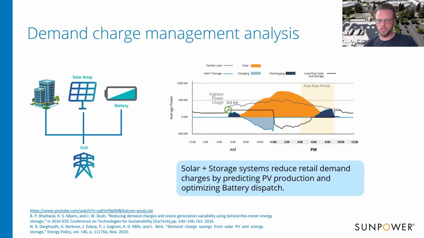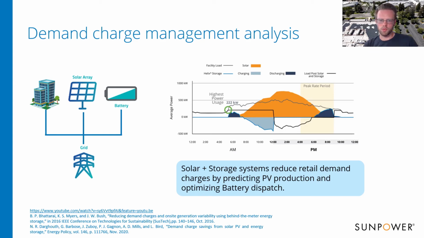Now, the main application for this data is in demand charge management simulations. So for these kind of systems, we've got a customer load and a solar array and a battery behind the meter, and we're trying to manage the net load that's presented to the grid. And the sort of behavior that a system like this tries to do is you can see in the plot on the right here. What this plot shows is the solar production in orange, followed by the battery dispatch in the dark blue and the light blue.